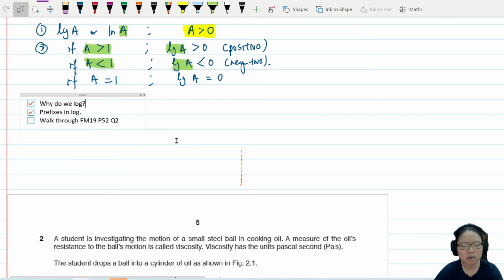Why do we log? Can I just plot the graph? Why do I need to go through this log thing? Especially those of you who don't do maths but do physics, you brave souls. Okay, let me try to sell the idea of doing log for you.